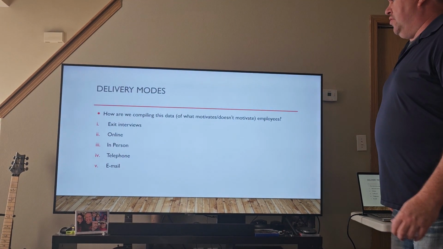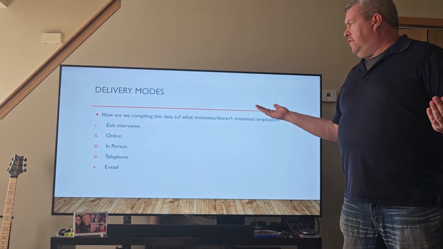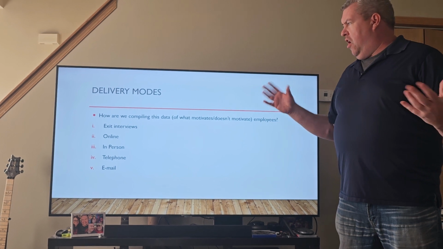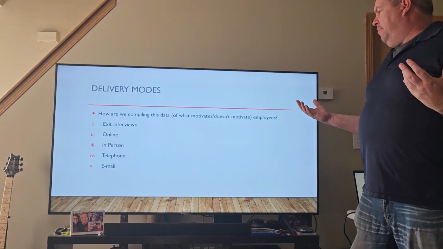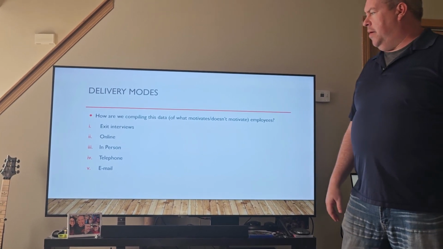The delivery modes or methods. How are we going to compile this data? A lot of employers use a SurveyMonkey or some kind of online survey to ask employees certain questions. That's kind of the most popular way to find out what motivates them and what doesn't.